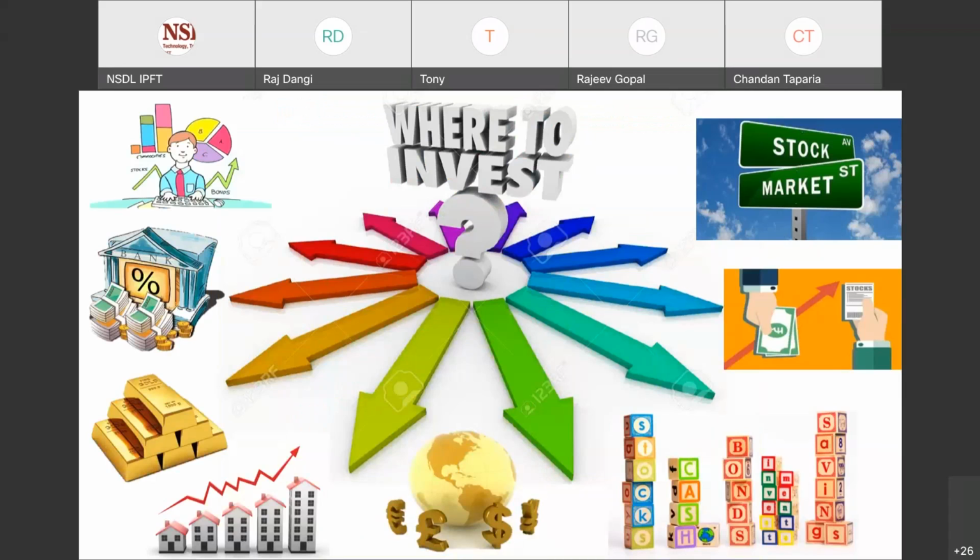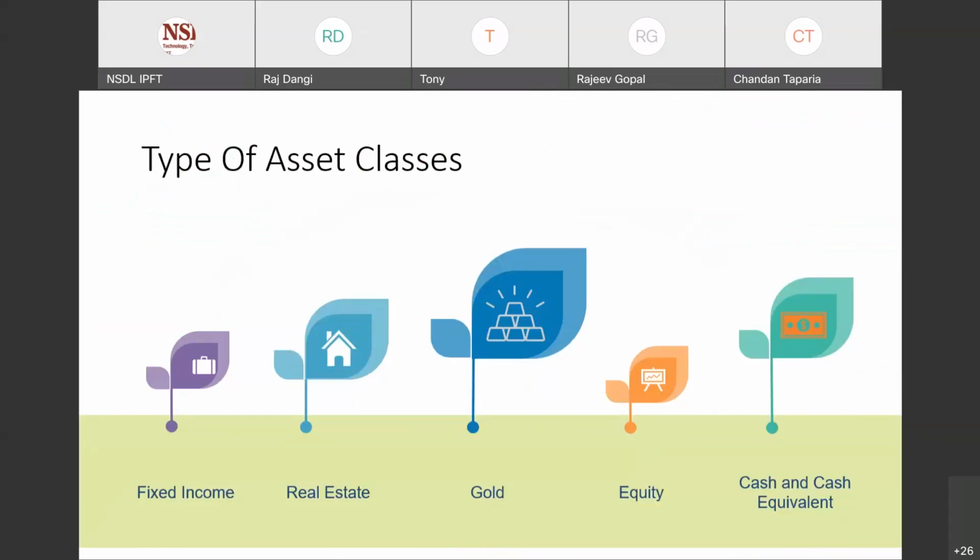Now, as I mentioned, the question is where to invest, because we are talking about the selection of asset classes. You can go with currencies, gold, properties, bonds, foreign currencies, stock market, FD, and all. The types of asset classes are fixed income, real estate, gold, equity, cash and cash equivalents.